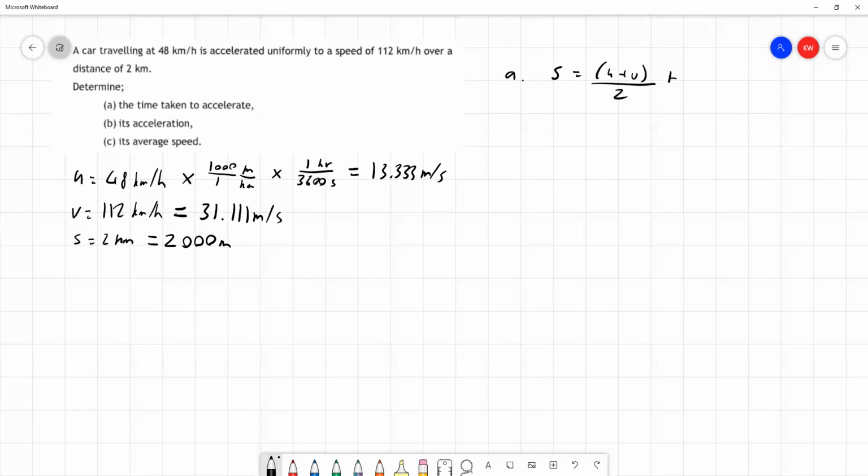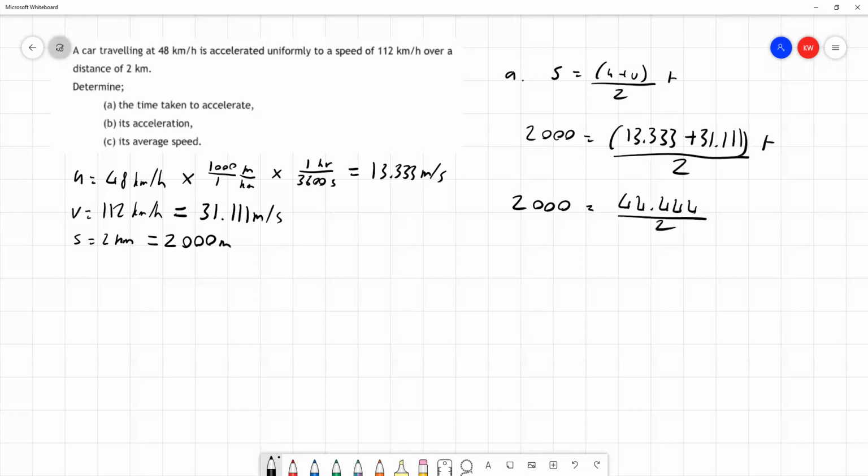So we can take the numbers we've been given from the question and put them into our calculation, substituting each of them. So u is 13.333 and v is 31.111. That's all divided by 2 and multiplied by t. t remains as a letter because we still don't know what that is, as we're trying to find it. In the next line, we can add the 2 numbers in our brackets to get 44.444 divided by 2 times t. And hopefully you can see it's quite quick to divide that. All those 4s become 2s when we divide by 2.